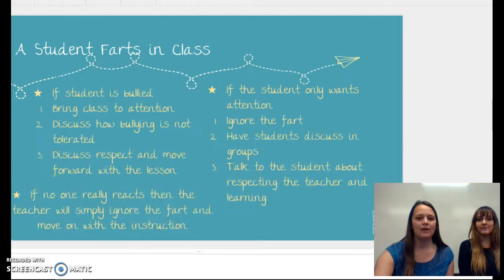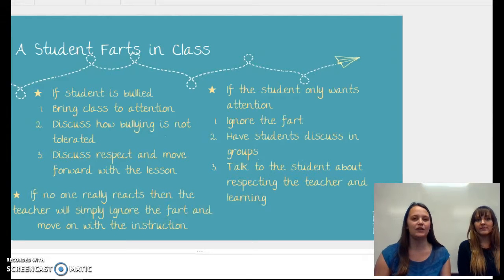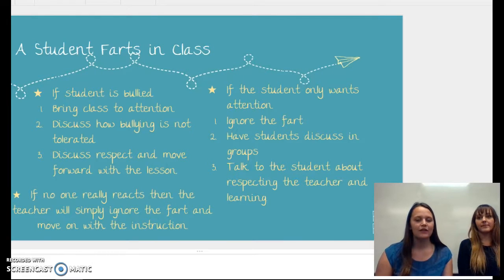So we came up with three different ways to handle this if it happens in the classroom. The first one is if the student is bullied because of the fart, or other students start making fun of them. We decided that it's the role of the teacher to stop that right away and let the students know that that type of behavior isn't tolerated in the classroom. It needs to be a respectful and safe learning environment, and that is not allowed.